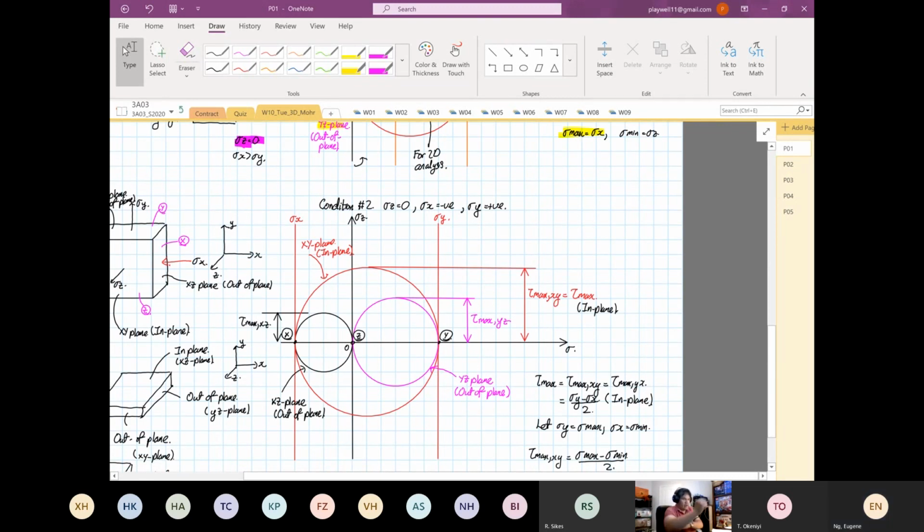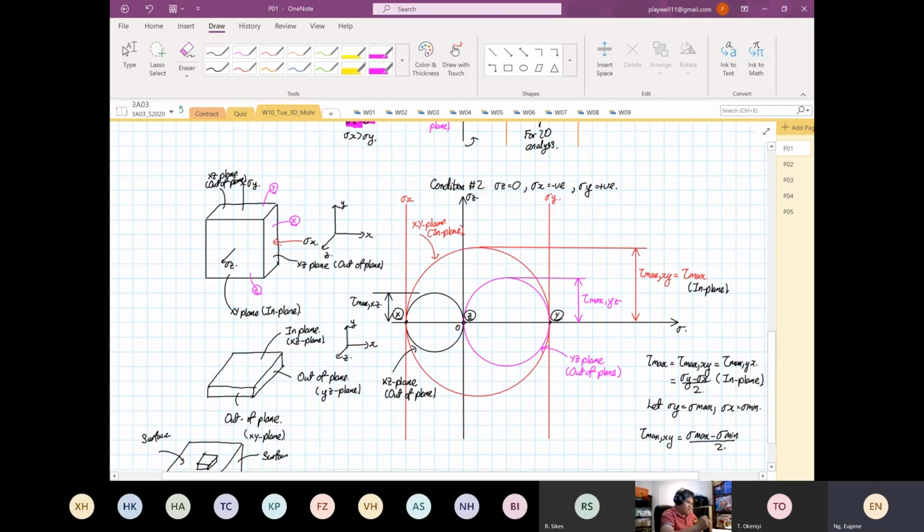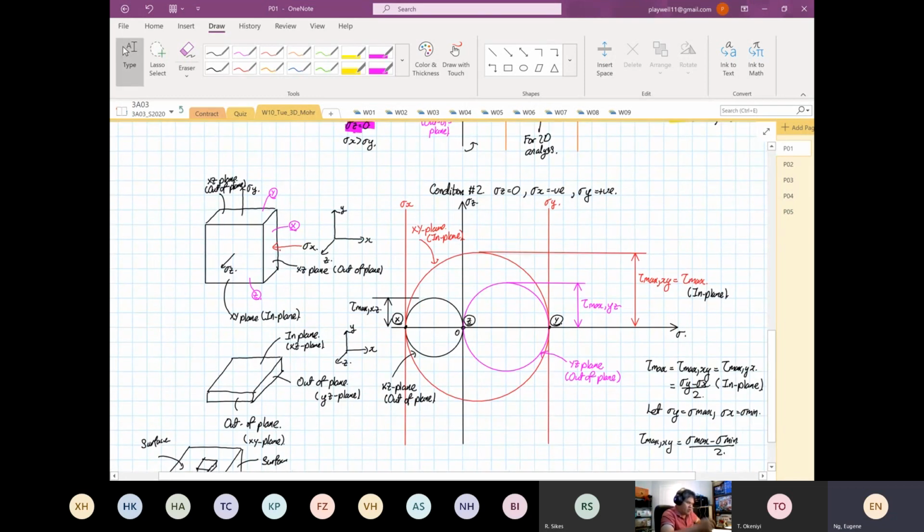So what is interesting is this. If your structure happens to be loaded this way, it does not matter if you use 2D or 3D Mohr circle. If I were to draw a 2D Mohr circle, this will still be my 2D Mohr circle. Yes or no? I don't have the other two circles, right? And your answer will be valid. You see where this is coming from, right?